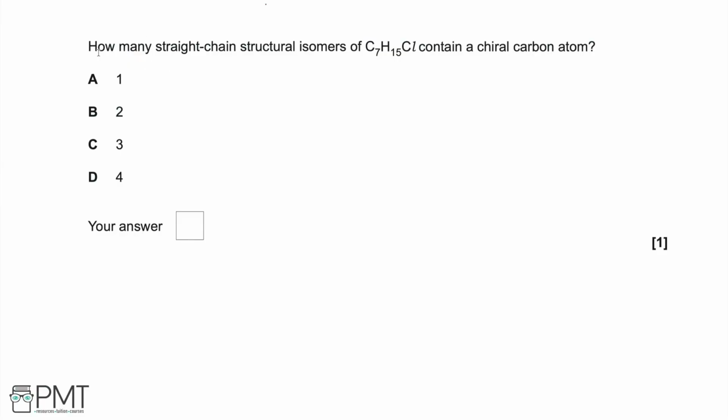In this question, we're asked how many straight chain structural isomers of C7H15Cl contain a chiral carbon atom. So first of all, we need to make sure that we're only drawing straight chain as opposed to branched chain structural isomers of this. Furthermore, we need to be sure that we know exactly what a structural isomer is. So a structural isomer is a compound with the same molecular formula, but differing structural formula.